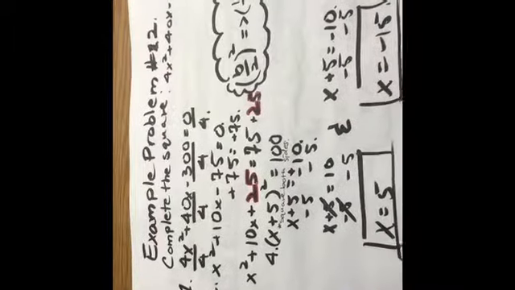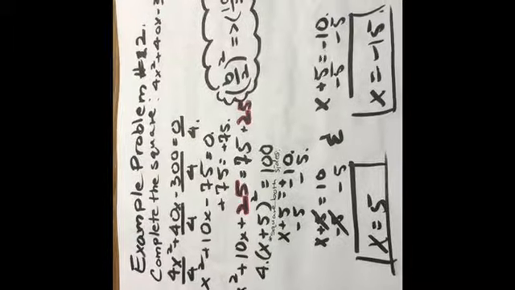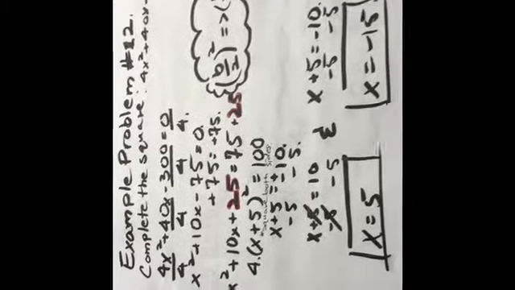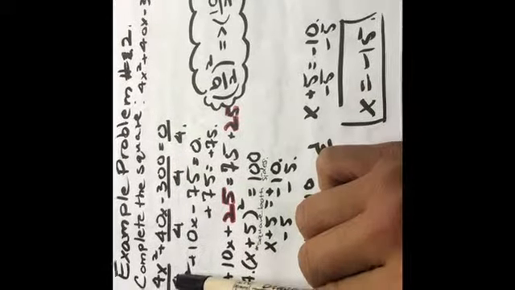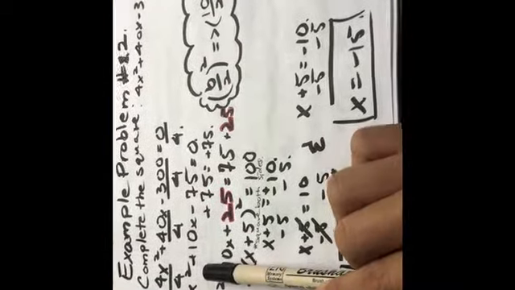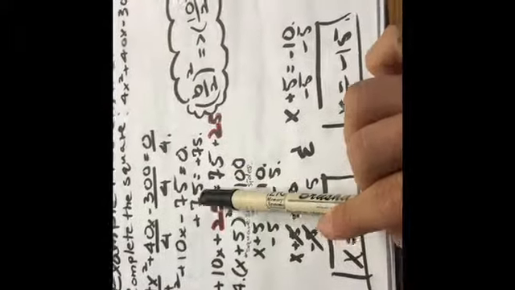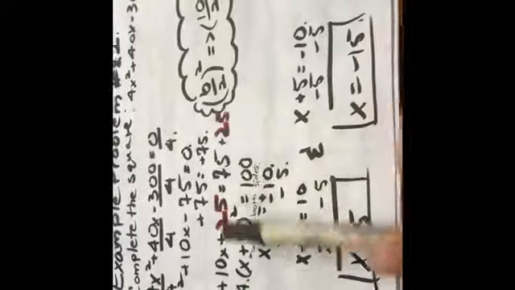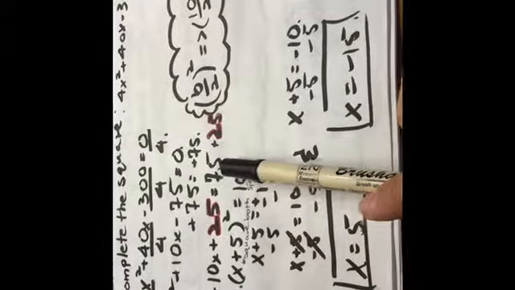For example problem number 2, we have the problem 4x squared plus 40x minus 300 equals 0. Our first step is to divide everything by 4 after writing the problem out, obviously. And we get x squared plus 10x minus 75 equals 0. We then add 75 on both sides, and we result in x squared plus 10x plus 25 equals 75 plus 25.